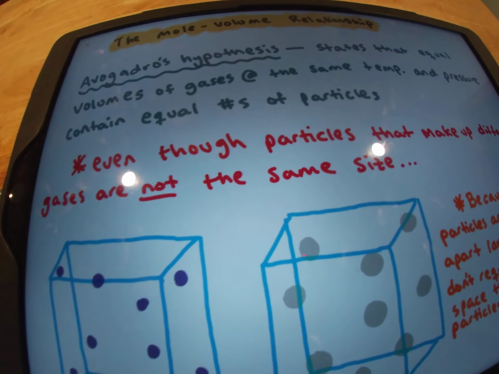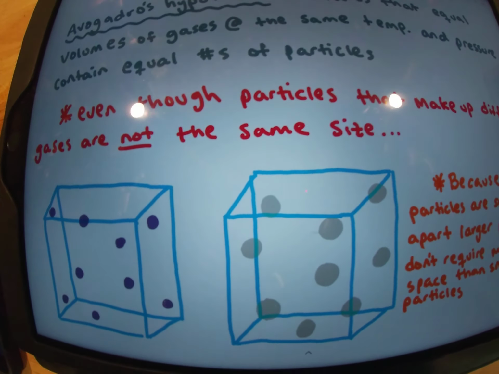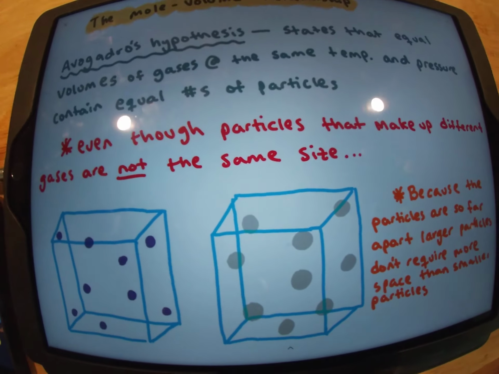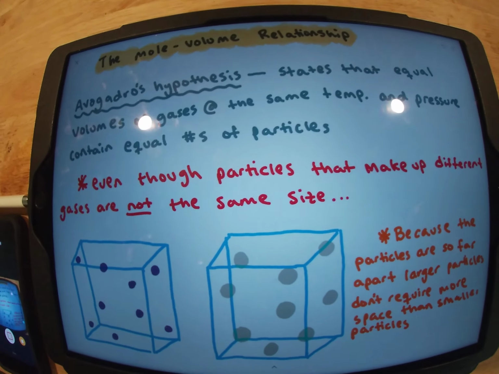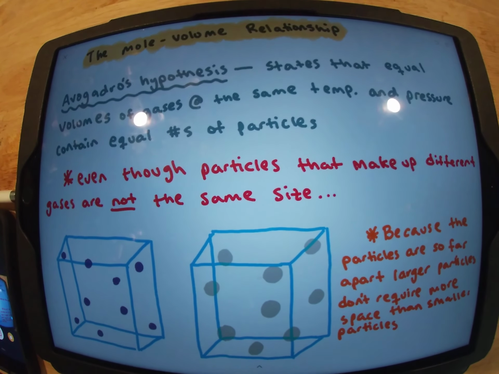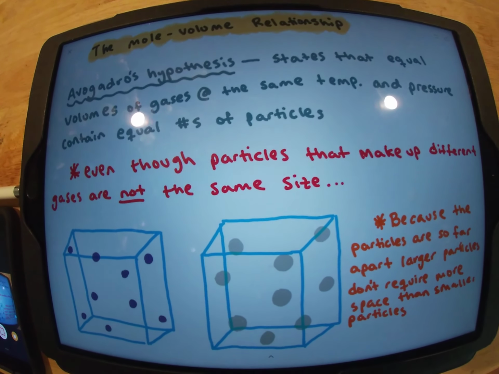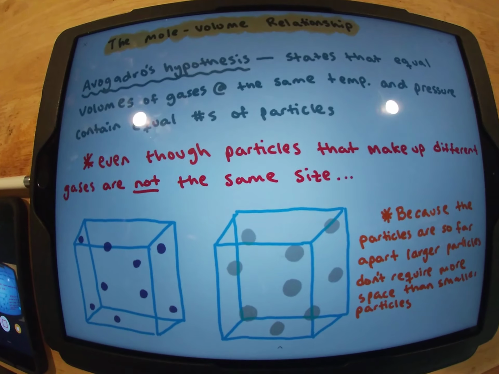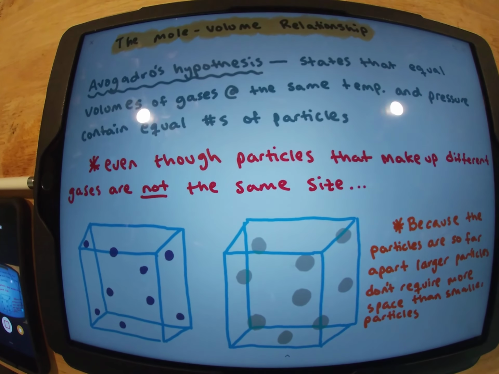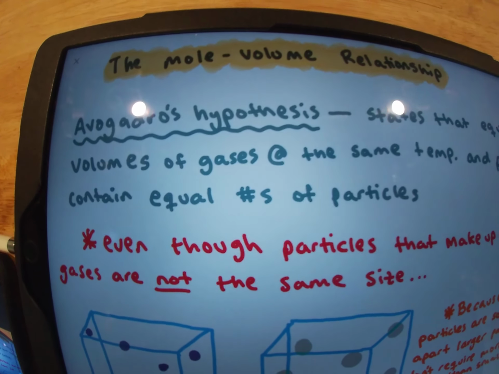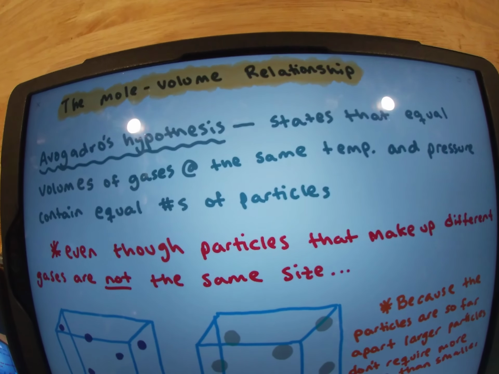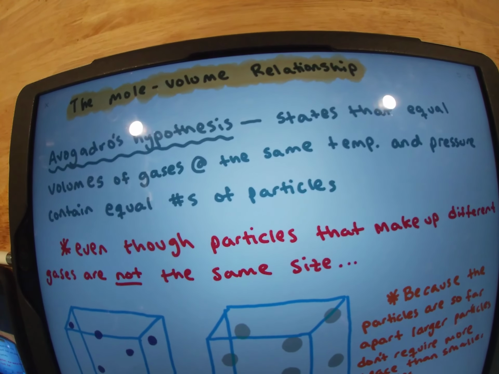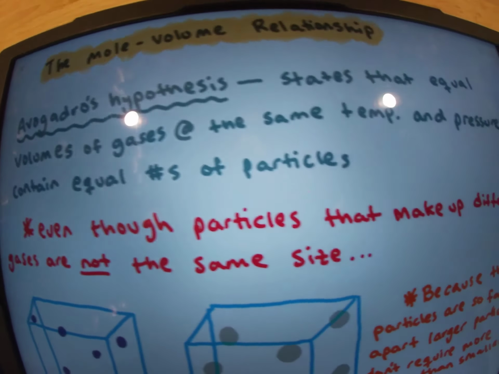Now, even though the particles that make up different gases are not the same size, we know based off of periodic trends that elements that are farthest to the left and to the bottom are going to be larger in size. Well, even if we're talking about two atoms that have different sizes, they're still going to follow this hypothesis. As long as they have the same volume and the same temperature and pressure, they're going to have equal amounts of particles.